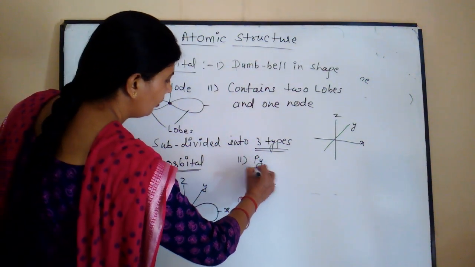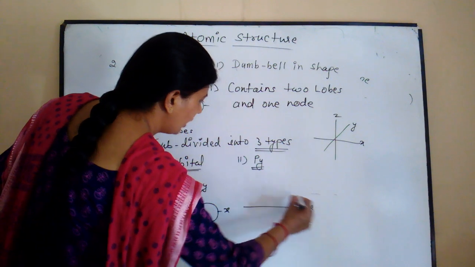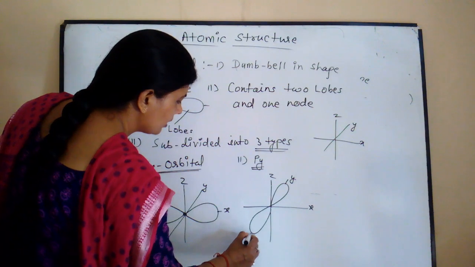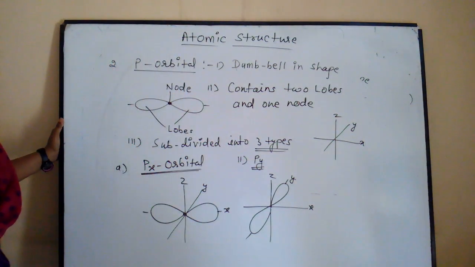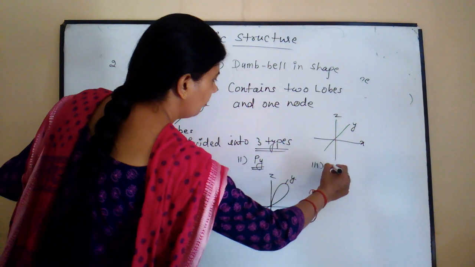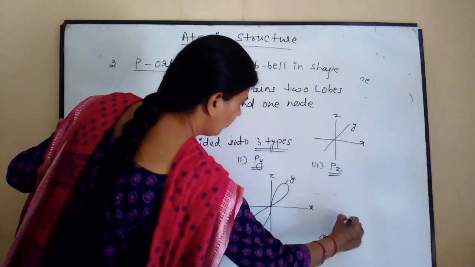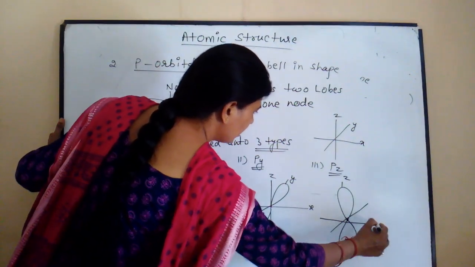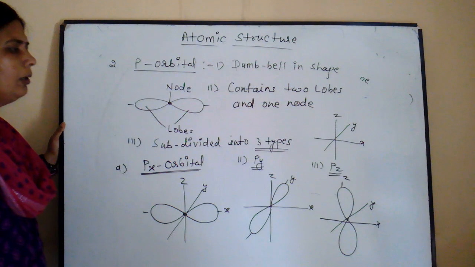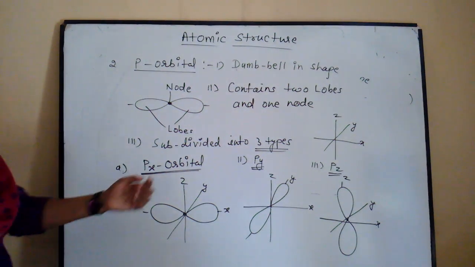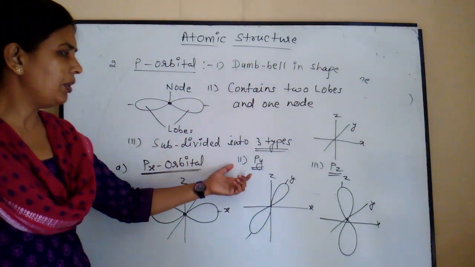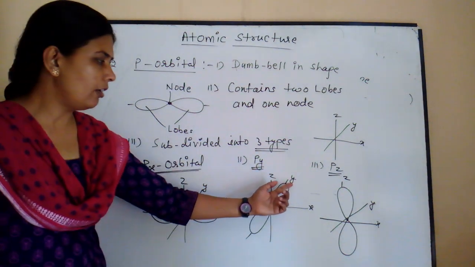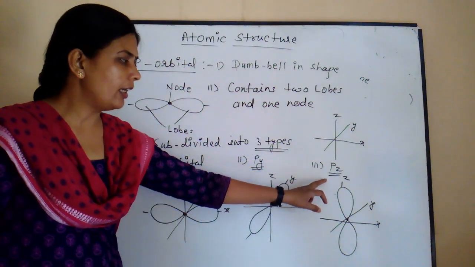Second one is py orbital. If your p orbital is present in the y axis, they are called py orbital. And third one is the pz orbital. The p orbital present in z direction, remaining axes are x and y, so they are called pz orbital. So p orbital is subdivided into three types: px, py, pz. If present in x axis, we call px; in y direction, py; in z direction, pz.